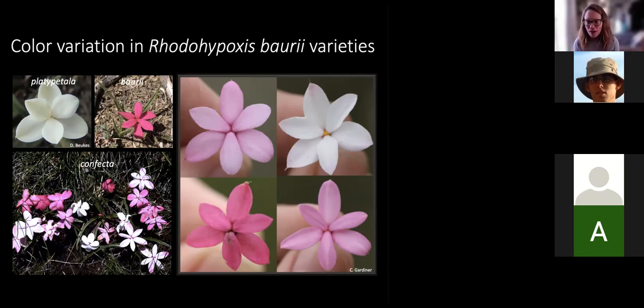When they revised the genus in 1979, they named Rhodohypoxis baurii var. confecta. And the name is from the fact that when you look at a population, it looks like confetti sprinkled across the mountaintops with these bright whites and pinks and then these pale pinks. An interesting observation that Hilliard and Burtt had made about this variety is that they hypothesized that the flowers turned pink over the flowering season, that they started out white and then started to go pink. And on the right-hand side of your slide, you'll see these 4 images, and these are all confecta flowers that we collected from one of the populations.